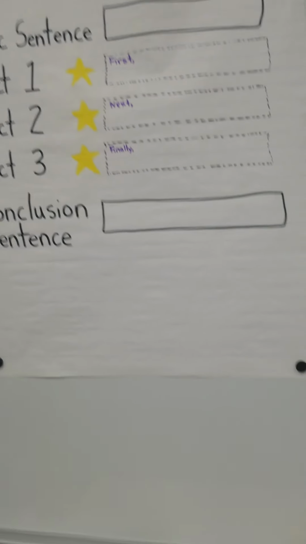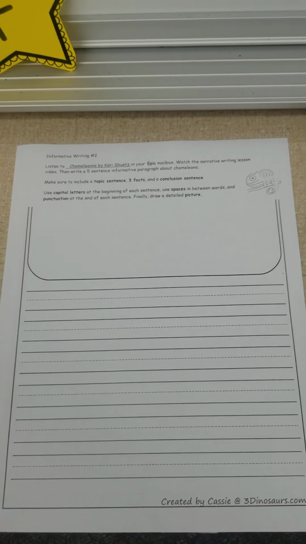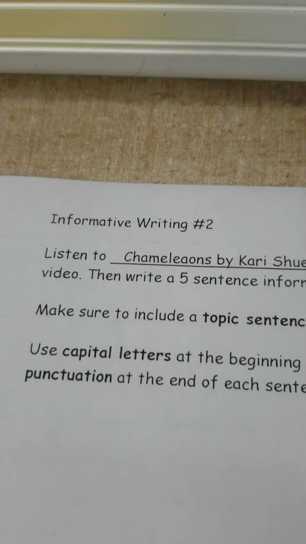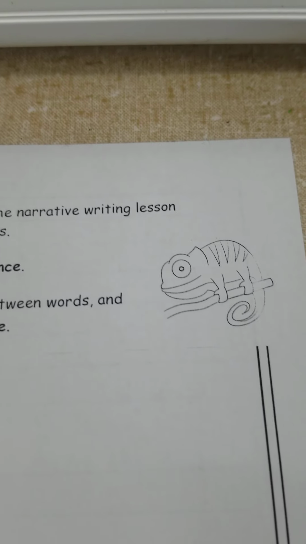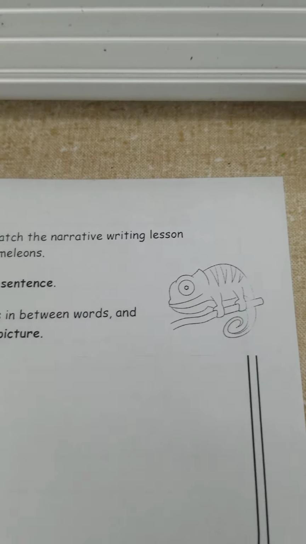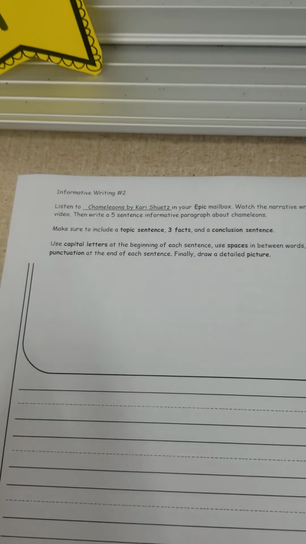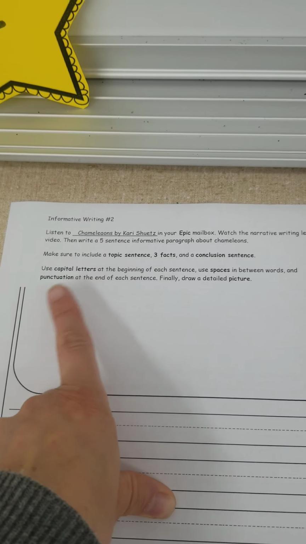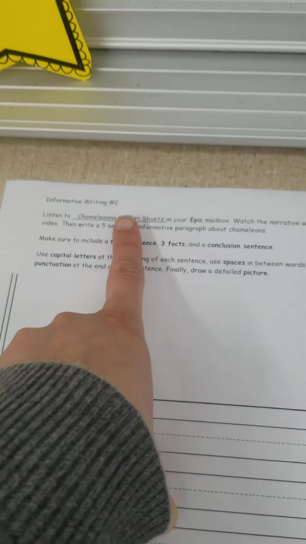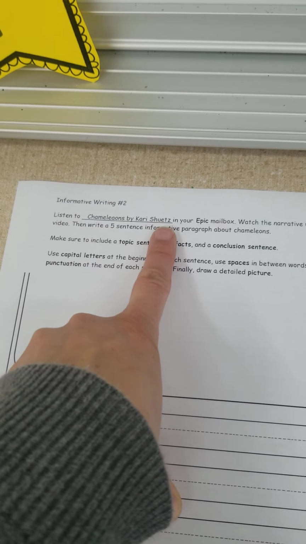This week, we're working on chameleons. So in your packet, you should find something that looks just like this, informative writing number 2. And it's about chameleons, so it has a little picture of a chameleon here. And it has some directions to remind you of what your paragraph should include. And it tells you to listen to Chameleons by Carrie Schutz in your Epic mailbox.